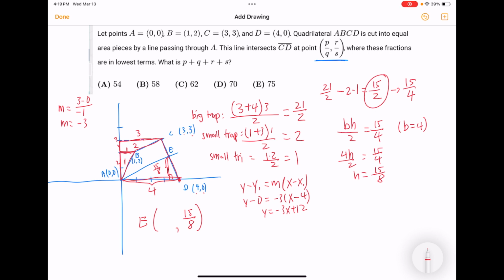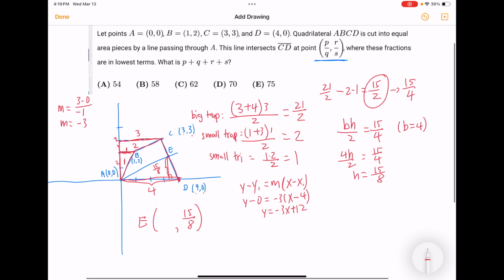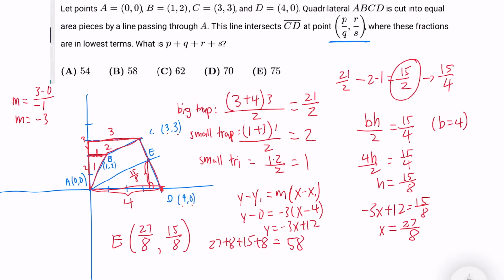And now all we have to do is plug in 15 over 8 into this equation as y. So we would get negative 3x plus 12 is equal to 15 over 8. And then simplifying this, we would get x equals 27 over 8. And so there we have it. We have both the x-coordinate and the y-coordinate for point E. And all we have to do is add up the numbers. So 27 plus 8 plus 15 plus 8. This would give us 58. And so therefore the answer is B, 58.